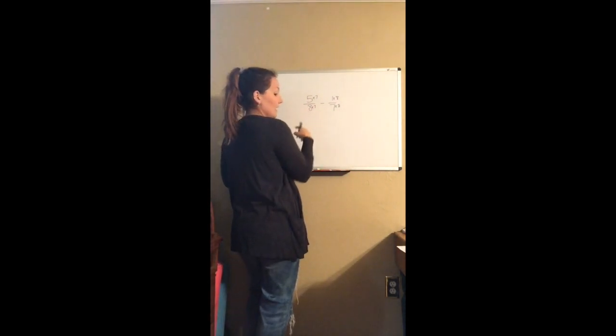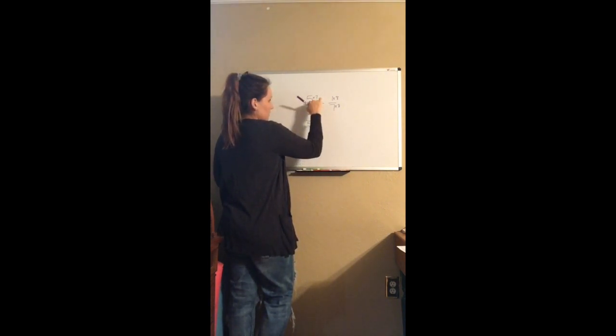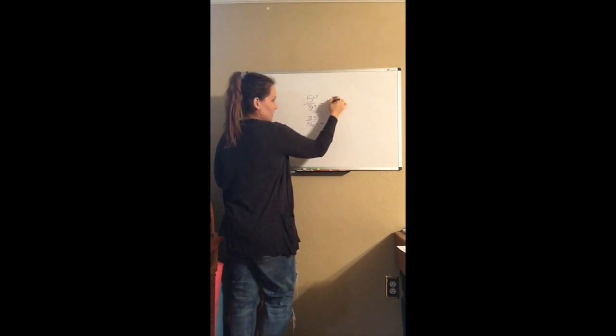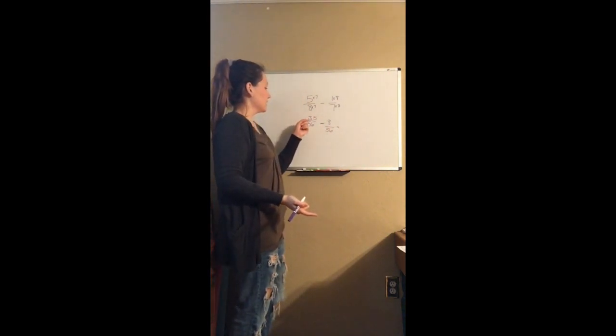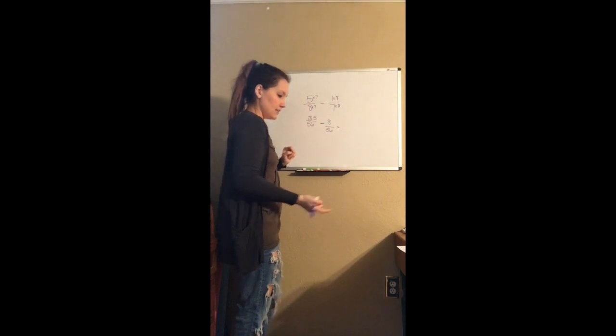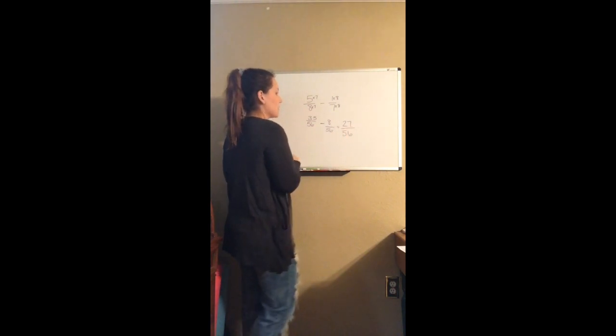So I have 8 times 7, which is 56. 5 times 7 is 35. Minus 1 times 8 is 8 over 56. So then all I'm left with is 35 minus 8. And that would give me 27 over 56.